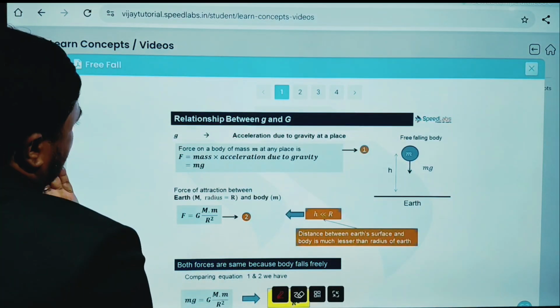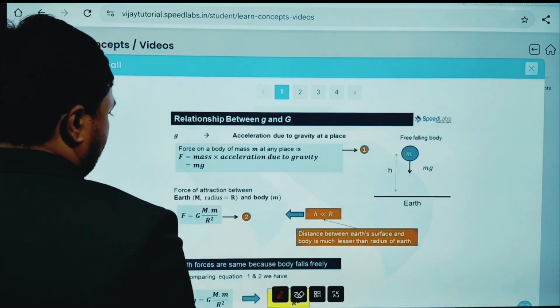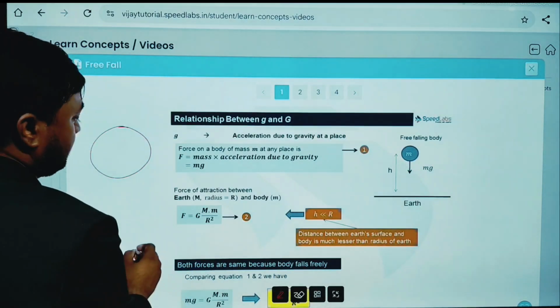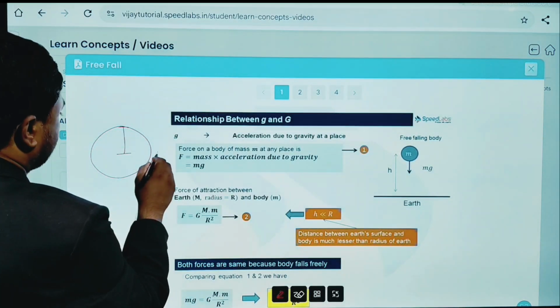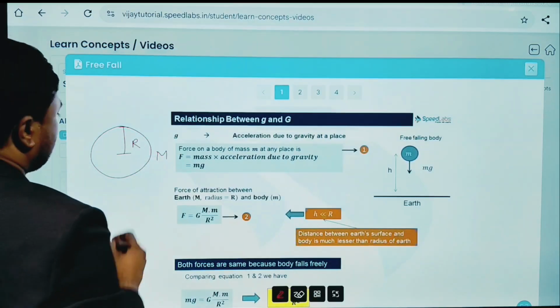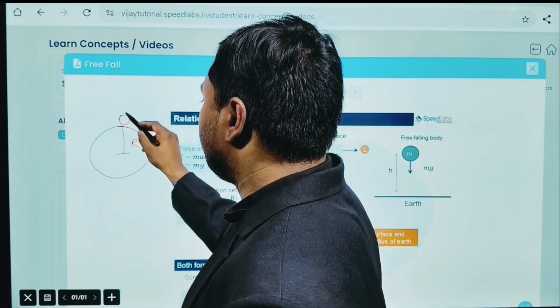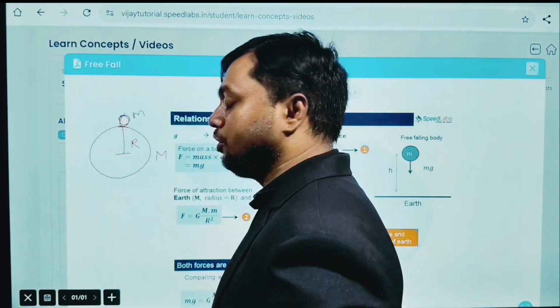Relationship between the small g and capital G. Okay, try to understand. Let's take this is a body, this is earth. Okay, this is the earth, and mass of the earth is what? Capital M. Radius of the earth is capital R. Okay, now let's take another body of mass small m on the surface of the earth.